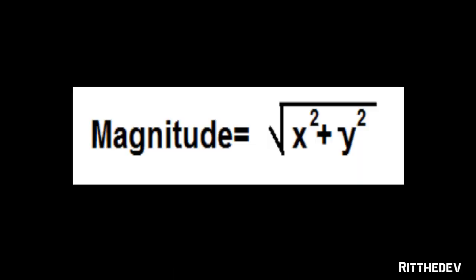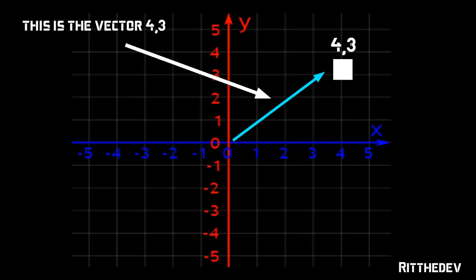Here is the formula to calculate the magnitude. It's basically derived from the Pythagoras theorem. So a vector is not just a point in the whole space or local space, but a line from the origin of the coordinate system to that point. So now let's use them in Unity.